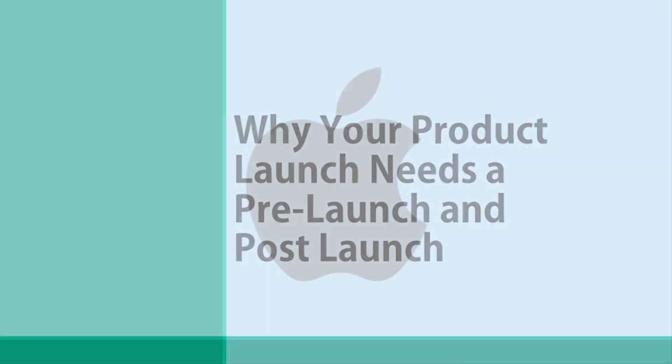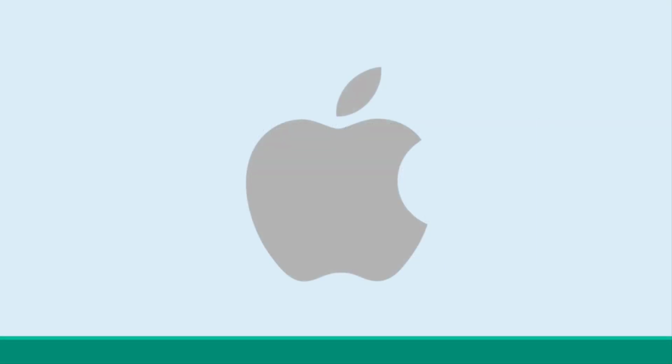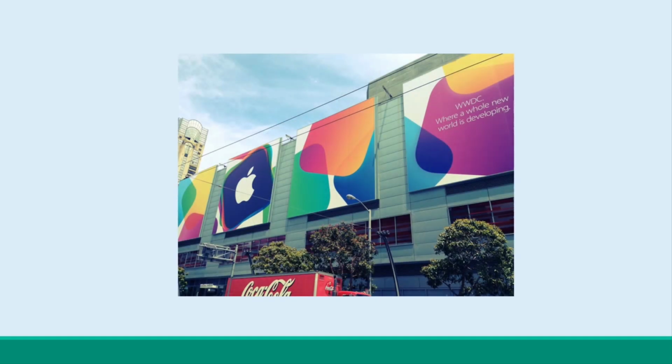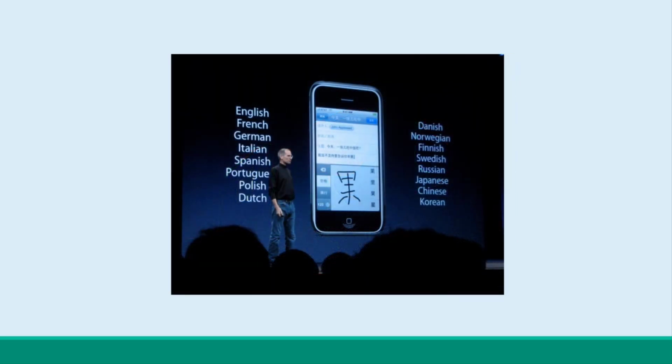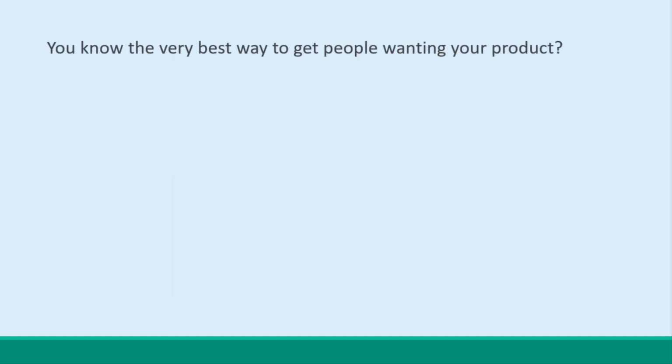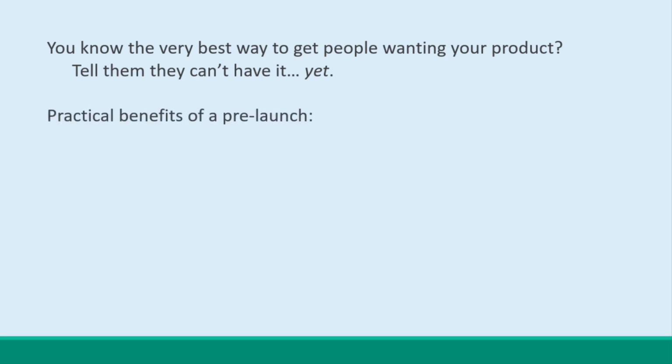Think about big companies like Apple. They don't just release their phones into stores without any pomp or ceremony. They turn them into huge events and invite the media and their fans to speculate as they drip-feed them with details. This builds the anticipation for the product to fever pitch so that when it does launch, everyone goes mad for it. You know the very best way to get people wanting your product? Tell them they can't have it. Yet.